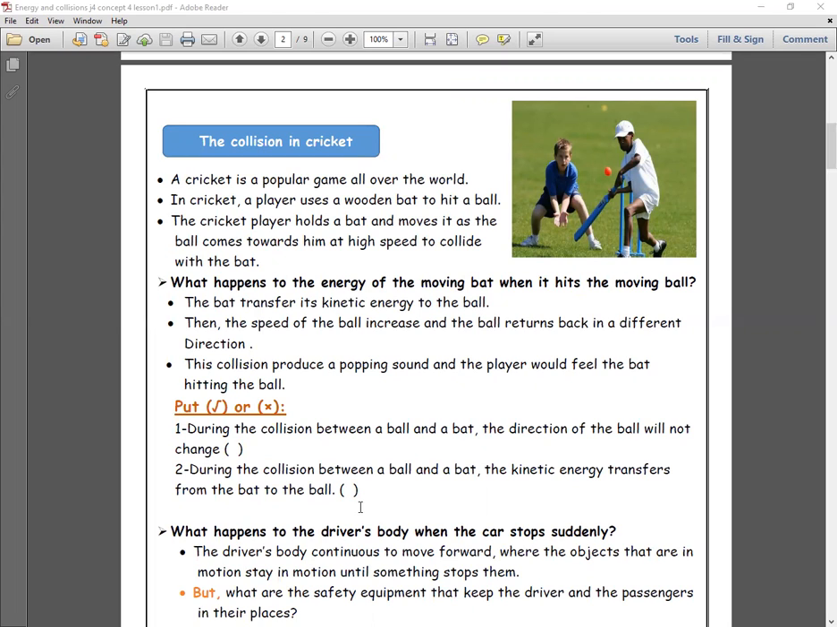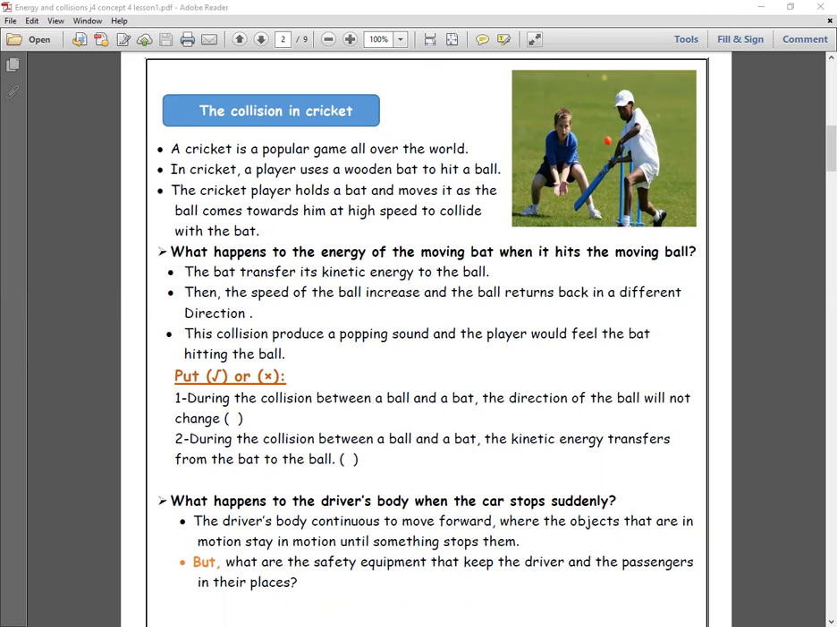The cricket player holds a pad and moves it as the ball comes towards him at high speed to collide with the pad. So at the same time, some of the kinetic energy from the pad will transfer to the ball, and the ball starts to change its direction in different ways after the hit. And also, the speed of the ball will increase after the hit, okay?